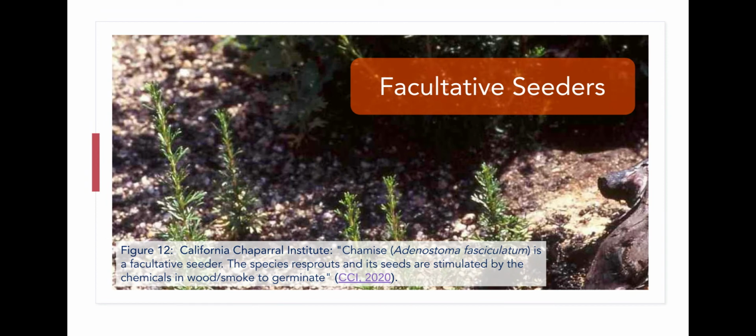In slide 12, we have facultative seeders, which are plants whose seeds need exposure to the chemicals found in wood and smoke from fires in order to germinate. Manzanitas are an example of facultative seeders. And in this image, we have chamise, which is a facultative seeder. The species resprouts and its seeds are stimulated by the chemicals in wood and smoke to germinate.